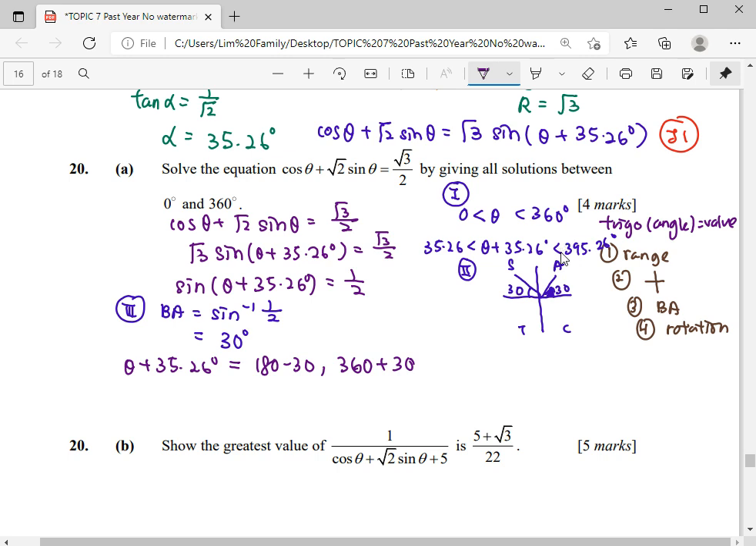Then finally, we simplify our data. So 180 minus 30, we minus 35. Move our 35 here to the right hand side and minus one by one. So we have two answers here.